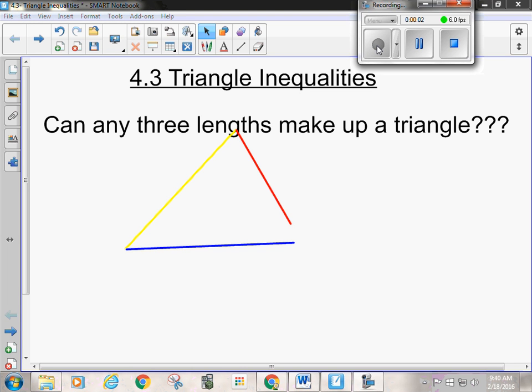All right, so we're talking today about 4-3 triangle inequality question tasks. Can any three lengths make up a triangle? Well, if we look here, we see three lengths that aren't adding up to make a triangle. I can change the length of my red line, and that is going to now make a triangle. But if this red length is shorter, that is not going to make a triangle. So it's not going to work. So we can't always have three lengths that make any triangle.